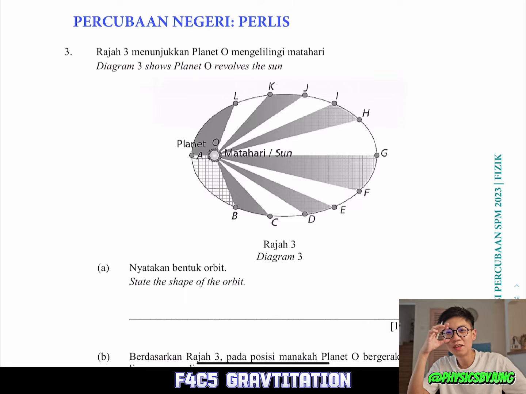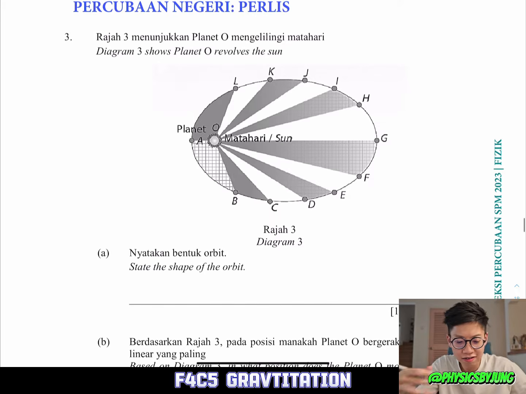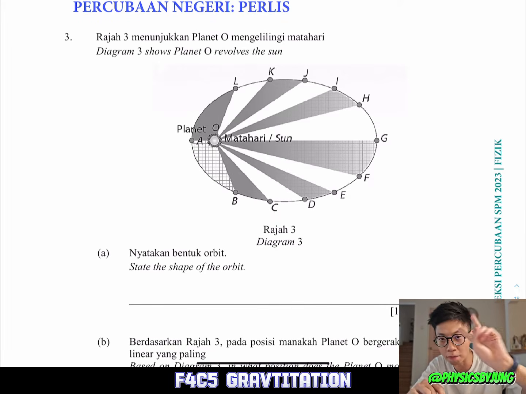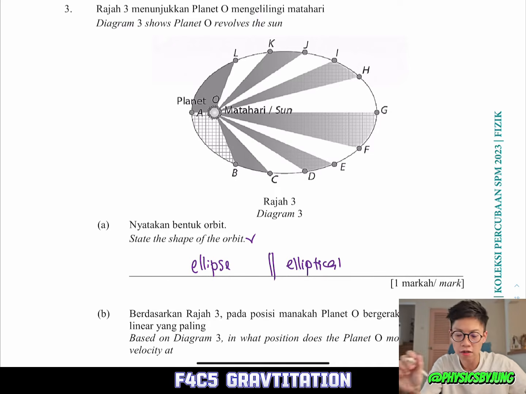For our third question, we will be looking at our Perlis question. For this Perlis question, it's a very simple question because when I look at this shape, this is either Kepler's first law or Kepler's second law. We look at what is the shape of the orbit. This is called an elliptical shape. You can call this ellipse shape, or some will call it an elliptical shape. In physics, we don't really care so much about the English choice of words. You can say ellipse or elliptical, both are fine.